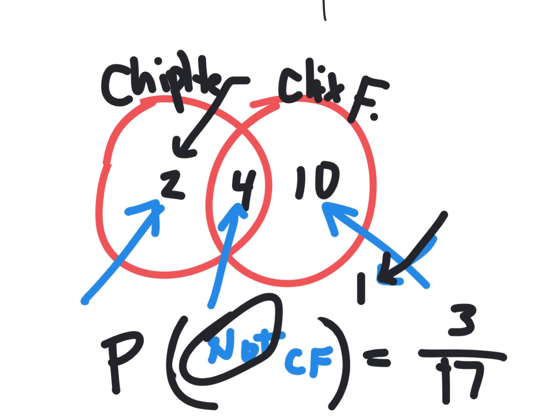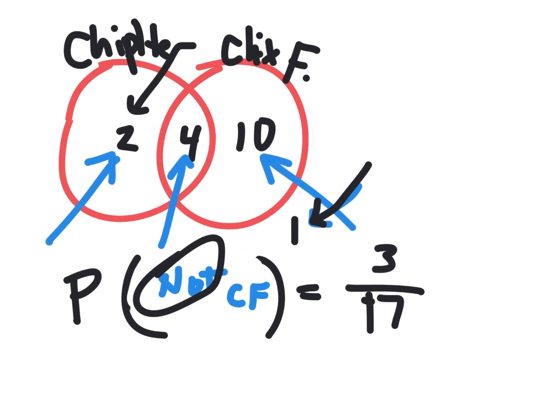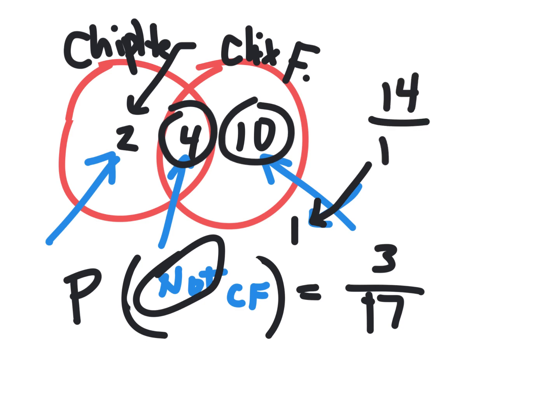The other way you could have done it is to find the probability of Chick-fil-A, which was these two, 14 out of 17, but then you got to go 1 minus that. And 1 is like 17 over 17, so that's 3 out of 17 again. Either way, it's 3 out of 17. Should I do another one like that? How many of you got that right the first time without help? Okay, good. And then I guess we don't need to do another one like that.